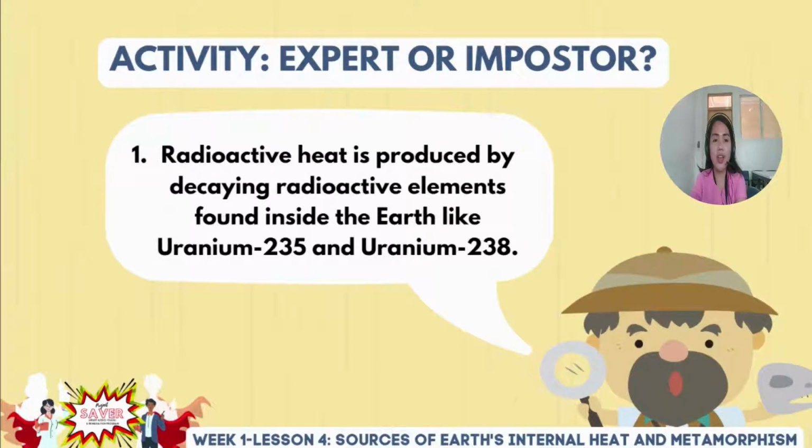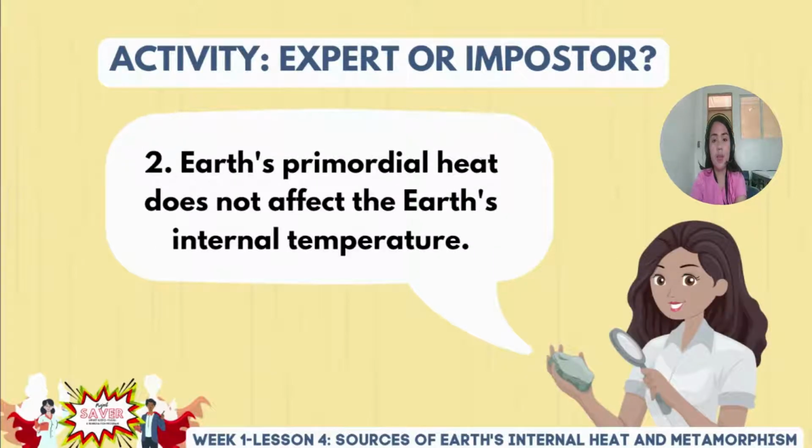He says, radioactive heat is produced by decaying radioactive elements found inside the Earth, like uranium-235 and uranium-238. Is he an expert or an imposter? Next, Earth's primordial heat does not affect the Earth's internal temperature. Is she an expert or an imposter?